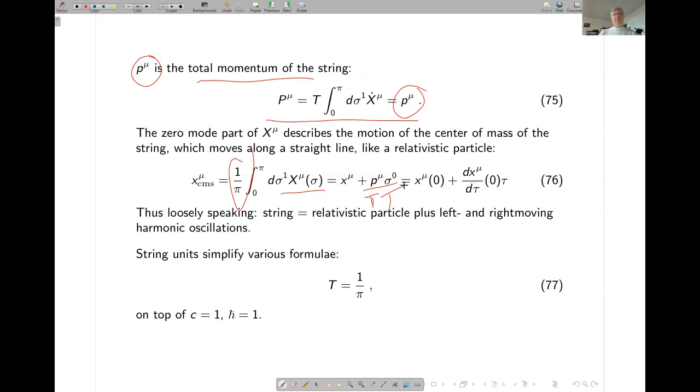Now we see in several of these expressions that the string tension T always comes packaged up with pi. This suggests that we should use a particular system of units called string units, where in addition to c equals 1, h bar equals 1, we put the string tension to 1 over pi, and then many formulas look much nicer. In particular, for example, in 76, my pi T becomes 1, and I'm rid of it.